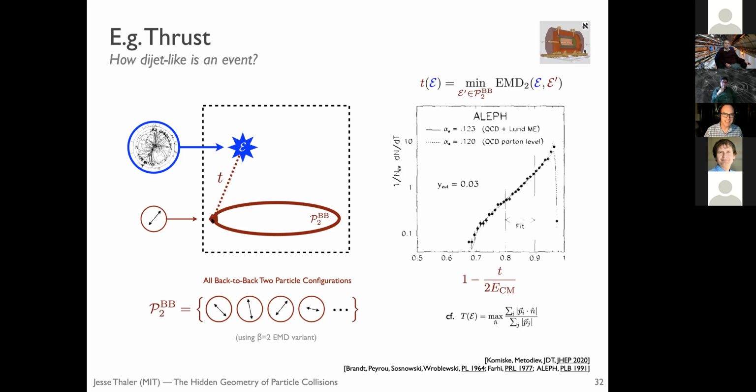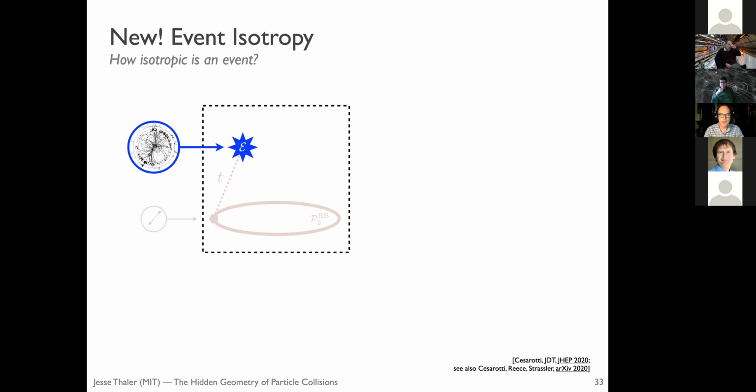What this allows you to do, though, is talk about things that don't have such a simple expression. And so with Cari Cesarotti, who's a graduate student at Harvard, we developed an observable called event isotropy that quantifies how isotropic an event is. And the idea is just really straightforward. You take your event, you take an isotropic configuration, and you just say, what is the distance between your event and that isotropic configuration? This is a notion of isotropy that every other notion of isotropy will agree with near the isotropic limit. Why? Because what do you mean by isotropic? You mean close to the isotropic configuration. And so every other measure of isotropy in some sense is bounded by this one.